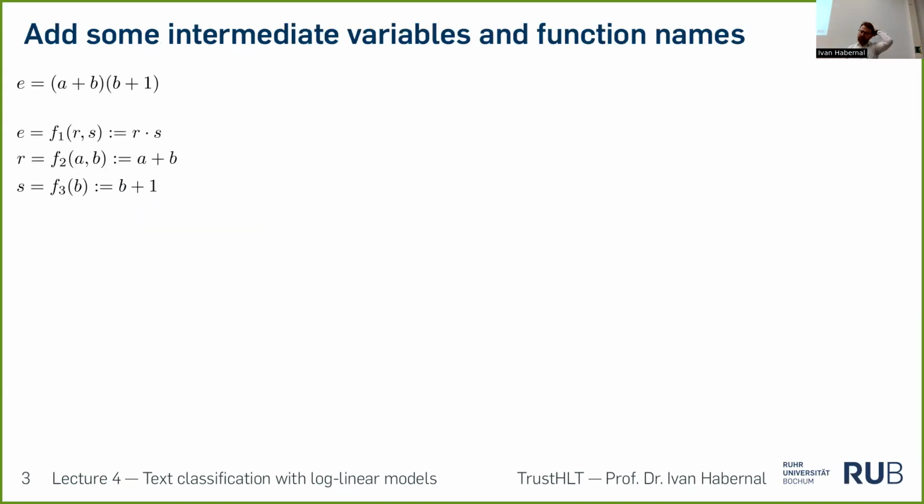So this is our function a plus b, b plus 1 again. And we're going to add some intermediate variables, which I just arbitrarily choose here. So this is the output variable E. Then there will be two variables R and S.